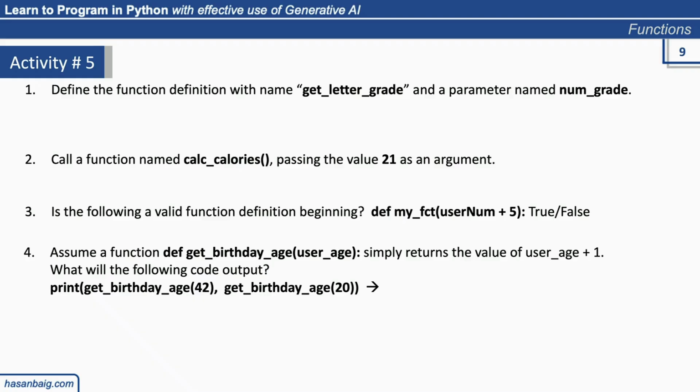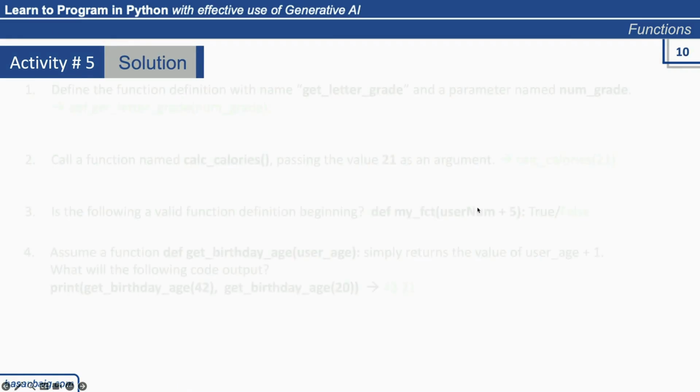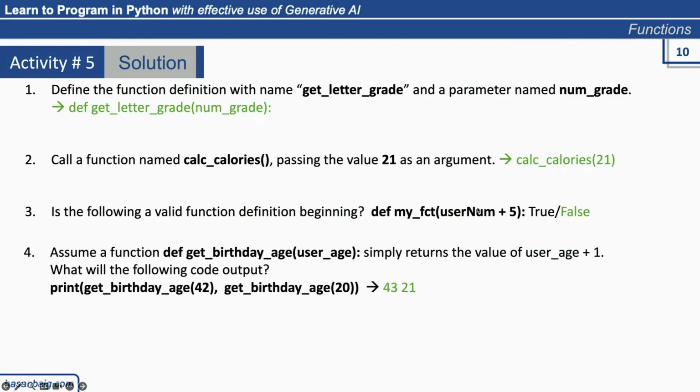So I would like to now proceed ahead and discuss the solution. Many of you might be getting confused in some things. Okay, the first is simple. You write def, the name of the function get_letter_grade, and num_grade. num_grade is the name of the parameter. When I say parameter, it has to be enclosed in parentheses. And the colon is by default the syntax for defining the function; you should have a colon at the end.